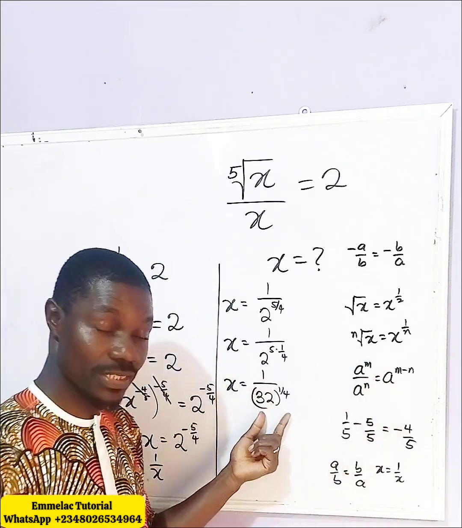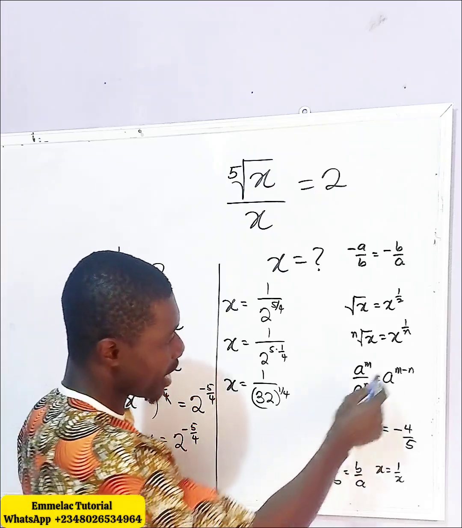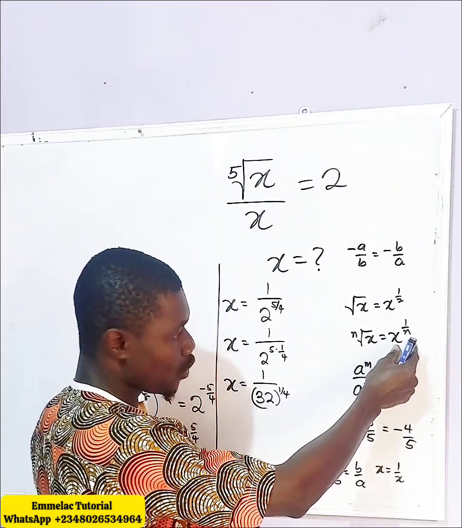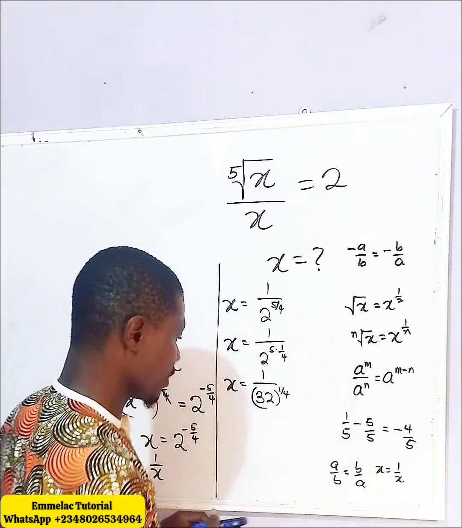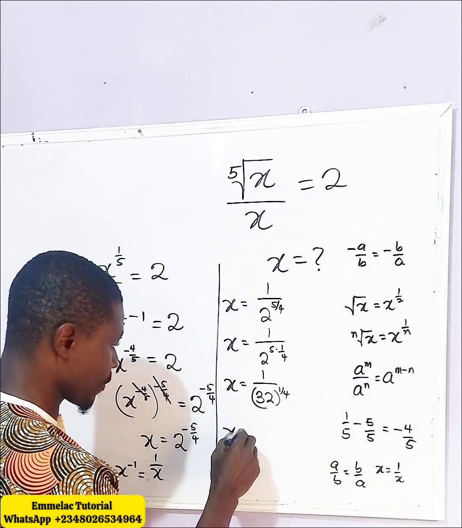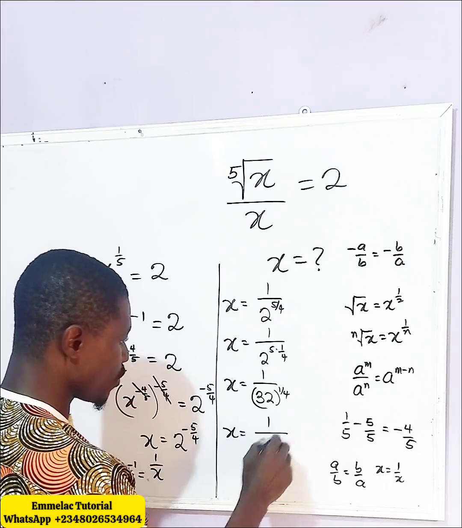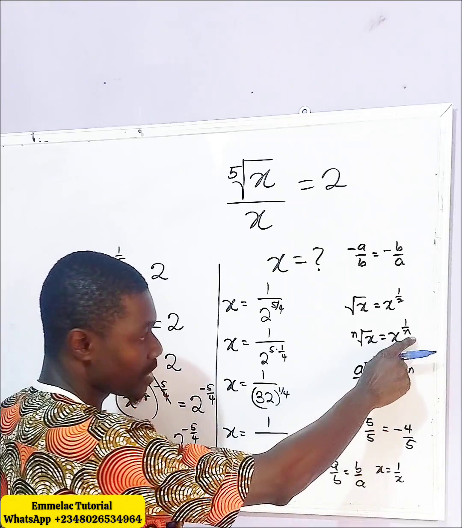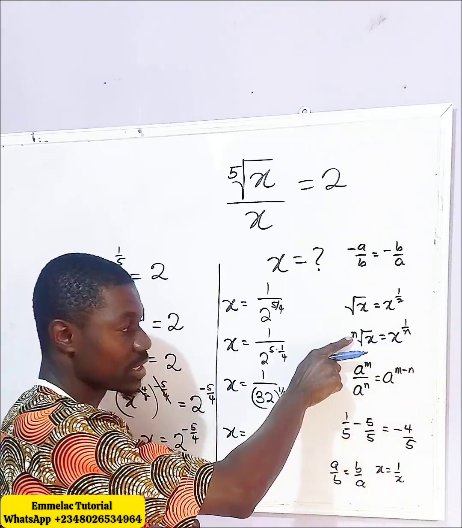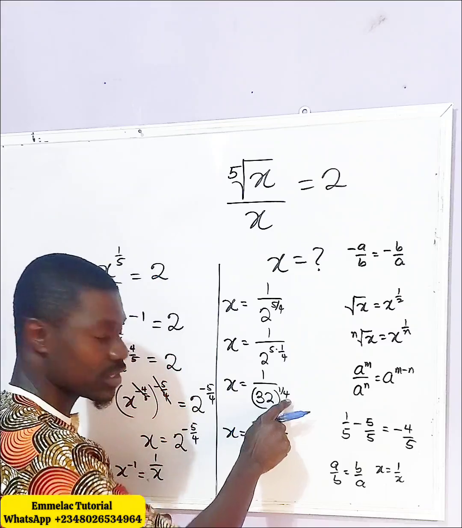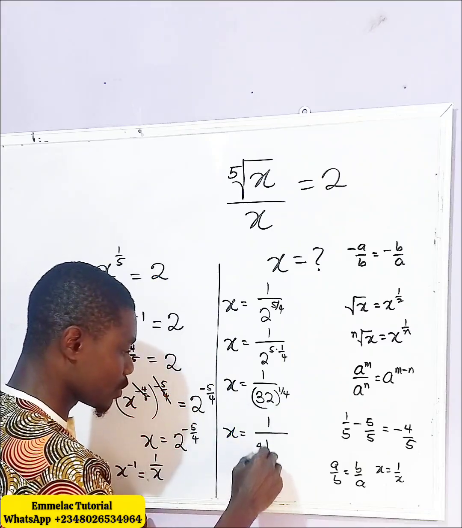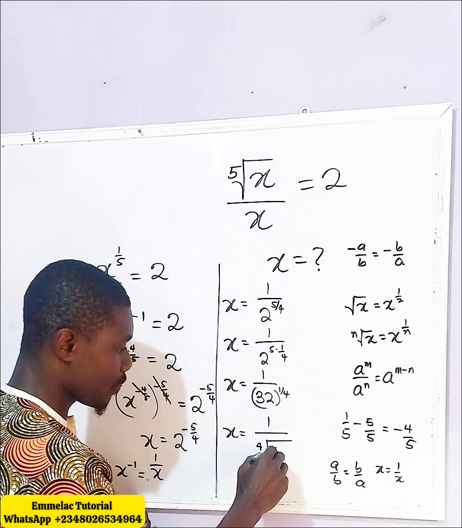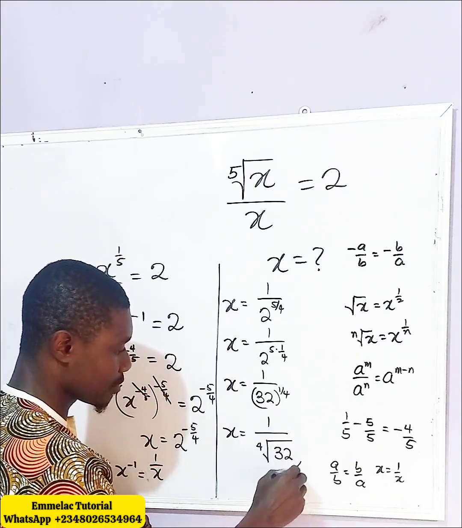Now let's come back to this place. You can see that the exponent here looks alike as this, right? So we can transform it to this. Which means our x here will now be 1 all over the nth root, where the denominator 4 becomes the nth root. So here 4 will now be the fourth root of 32.